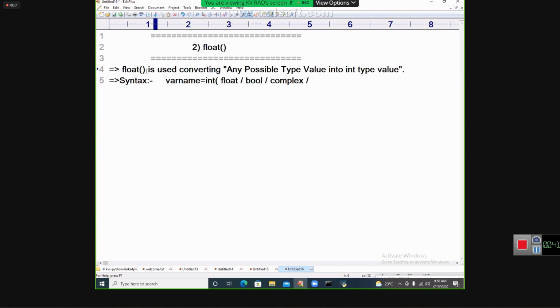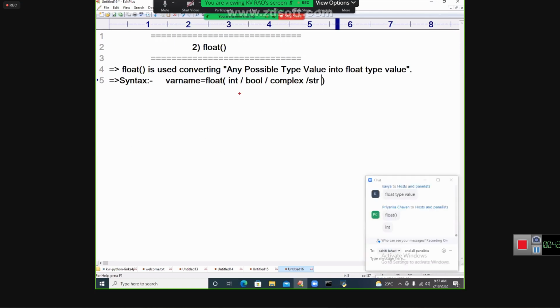Come on. Float is used for converting any possible type of value into which type? Excellent. Float type of value. Sir, syntax please. What is the function name? Float of. What should I write here? Int. Now tell me what I'm going to convert here.